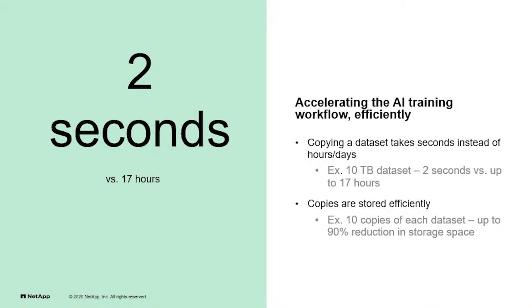Here is an example of how NetApp AI is able to accelerate the training workflow efficiently. A simple example is if you have a 10 terabyte dataset, and traditionally it will take 17 hours to manually copy the data. By using NetApp Data Science Toolkit, copying a dataset takes seconds instead of hours. And these copies are stored efficiently. For example, with 10 copies of each dataset, we can achieve up to 90% reduction in storage space by leveraging NetApp snapshot technology.